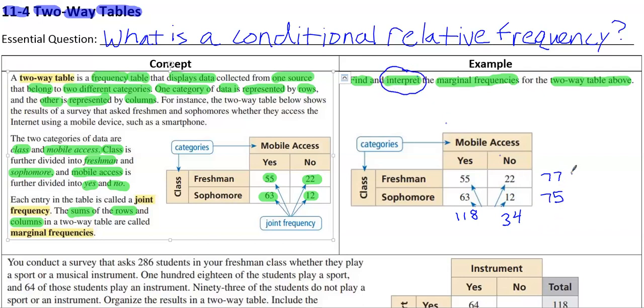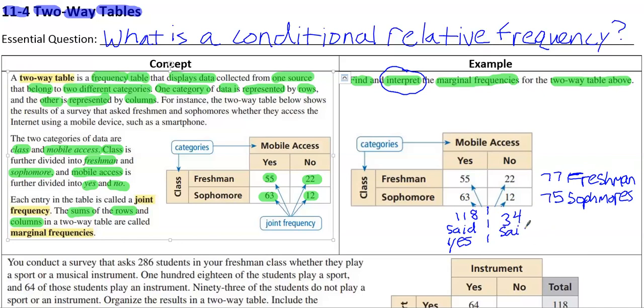So there are 77 freshmen who were surveyed. And I'm writing this so well. Wow, look at this. This is getting really good. 77 freshmen were surveyed. 75 sophomores were surveyed. And then 118 people, I'll do like a little dashed line here to separate these two, said yes. And 34 said no.